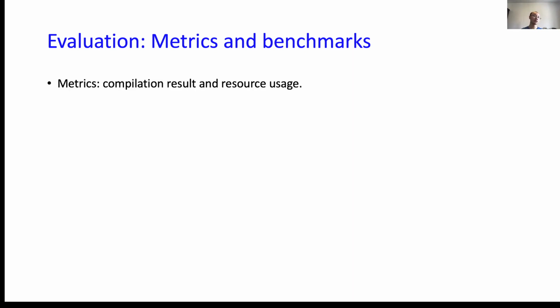What are our metric and benchmarks? The metric is the compilation result, which means whether Chipmunk or Domino can successfully generate code for a given input. If both of them compile successfully, which one uses fewer resources? Of course, the fewer resources used, the better.